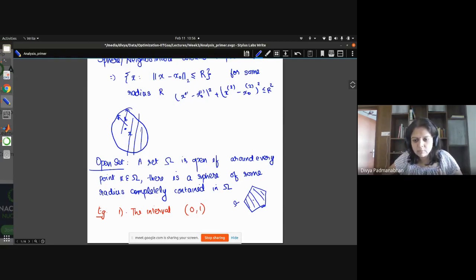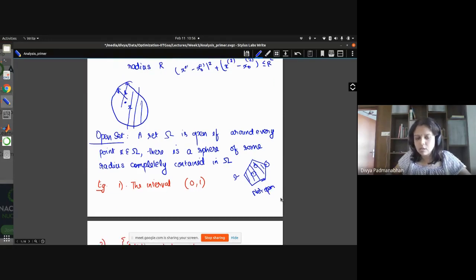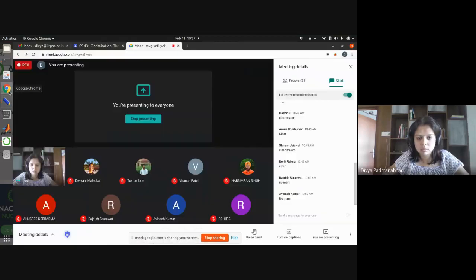So if you take a point here, yes, you can construct a sphere like this, which is completely inside. Similarly here, you can construct one. But if you take a point here, for instance, any sphere you take, there'll be some part which goes out of this polygon. So then you have some points for which you cannot construct a sphere of any radius which is completely in omega. So this is not open. Is this idea clear, what we mean by an open set? Any questions?